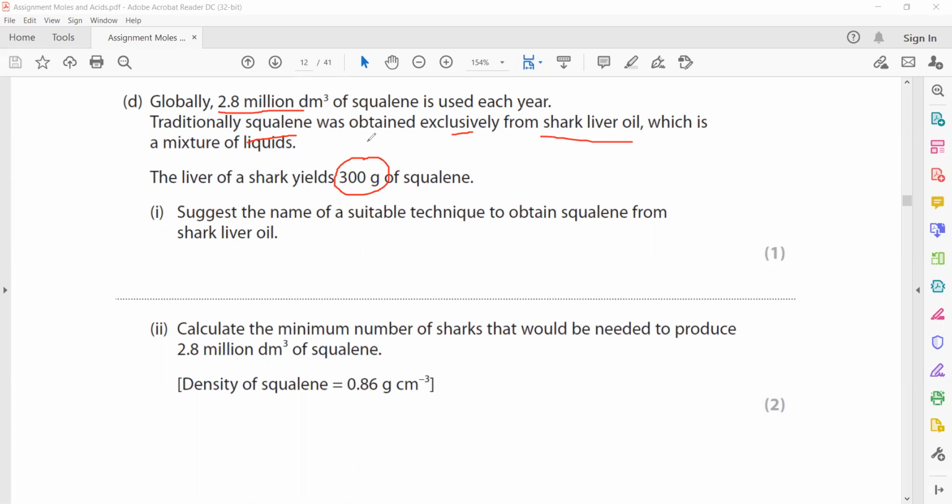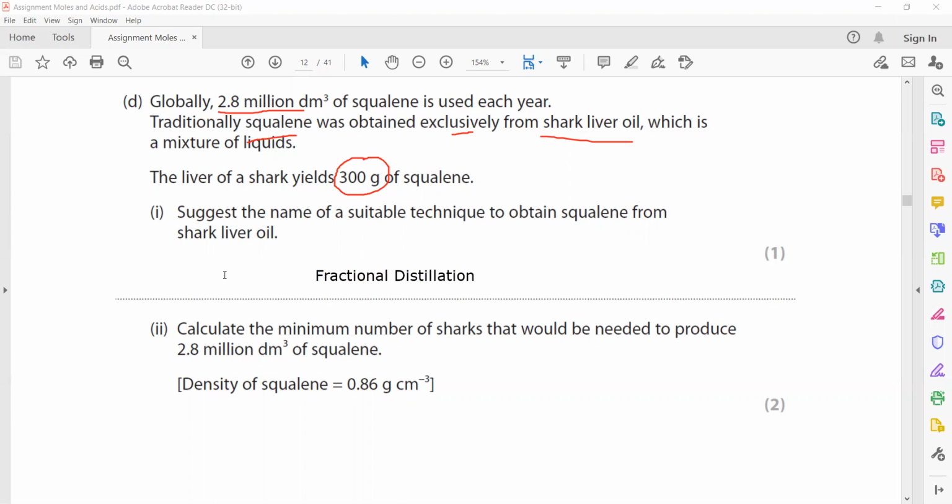Suggest the name of a suitable technique to obtain squalene from shark liver, because we are separating different oils, different miscible liquids from each other. A technique which we use to separate 2 or more miscible liquids, we call fractional distillation. Then calculate the minimum number of sharks that would be needed to produce 2.8 million dm cube of squalene.